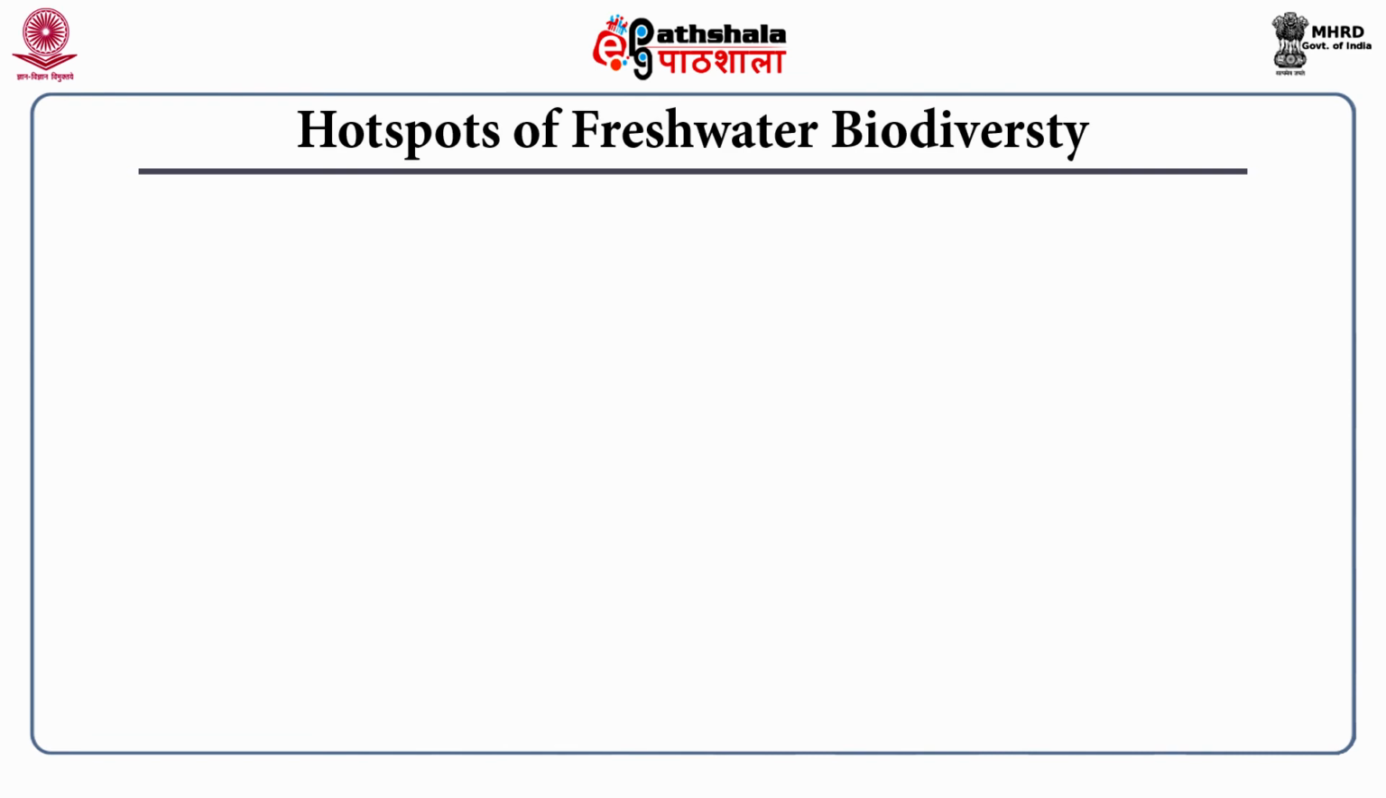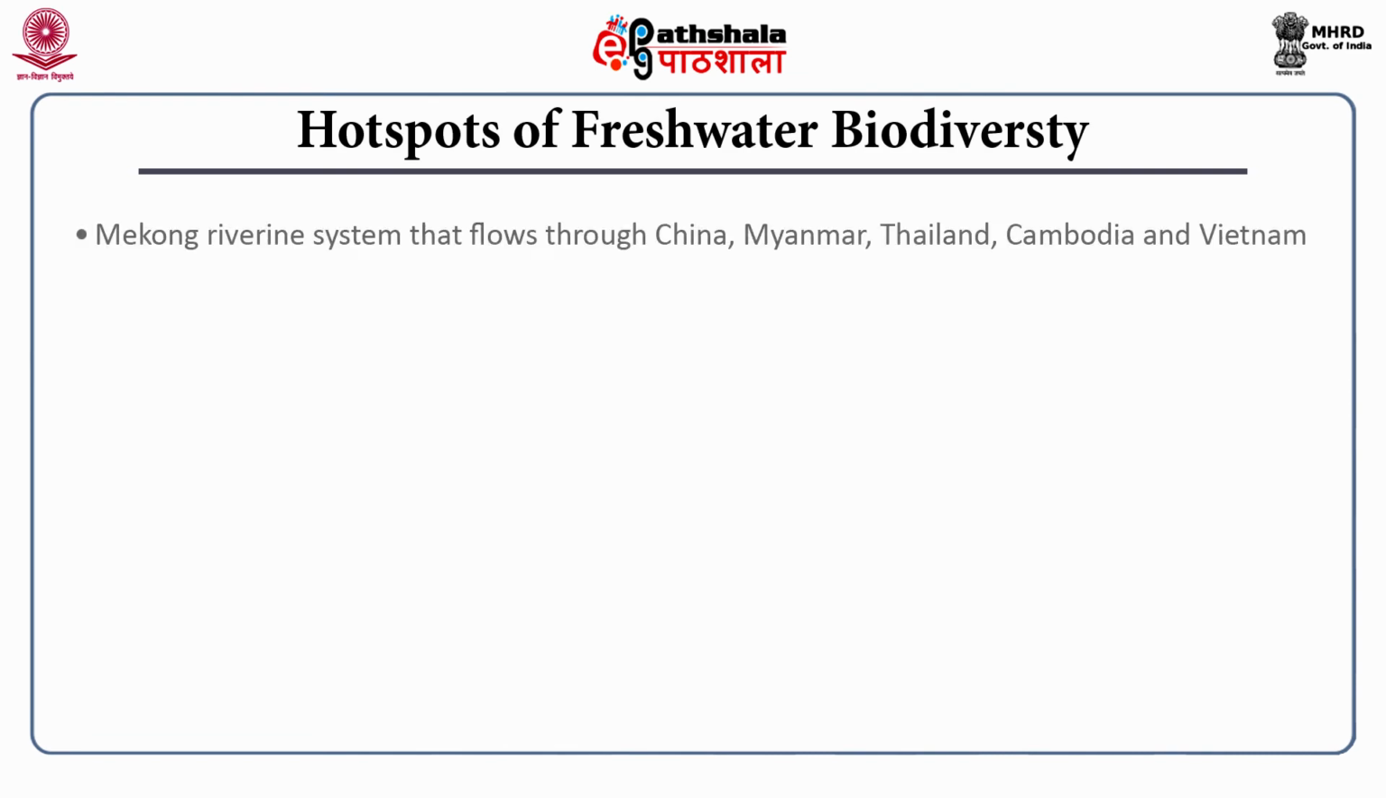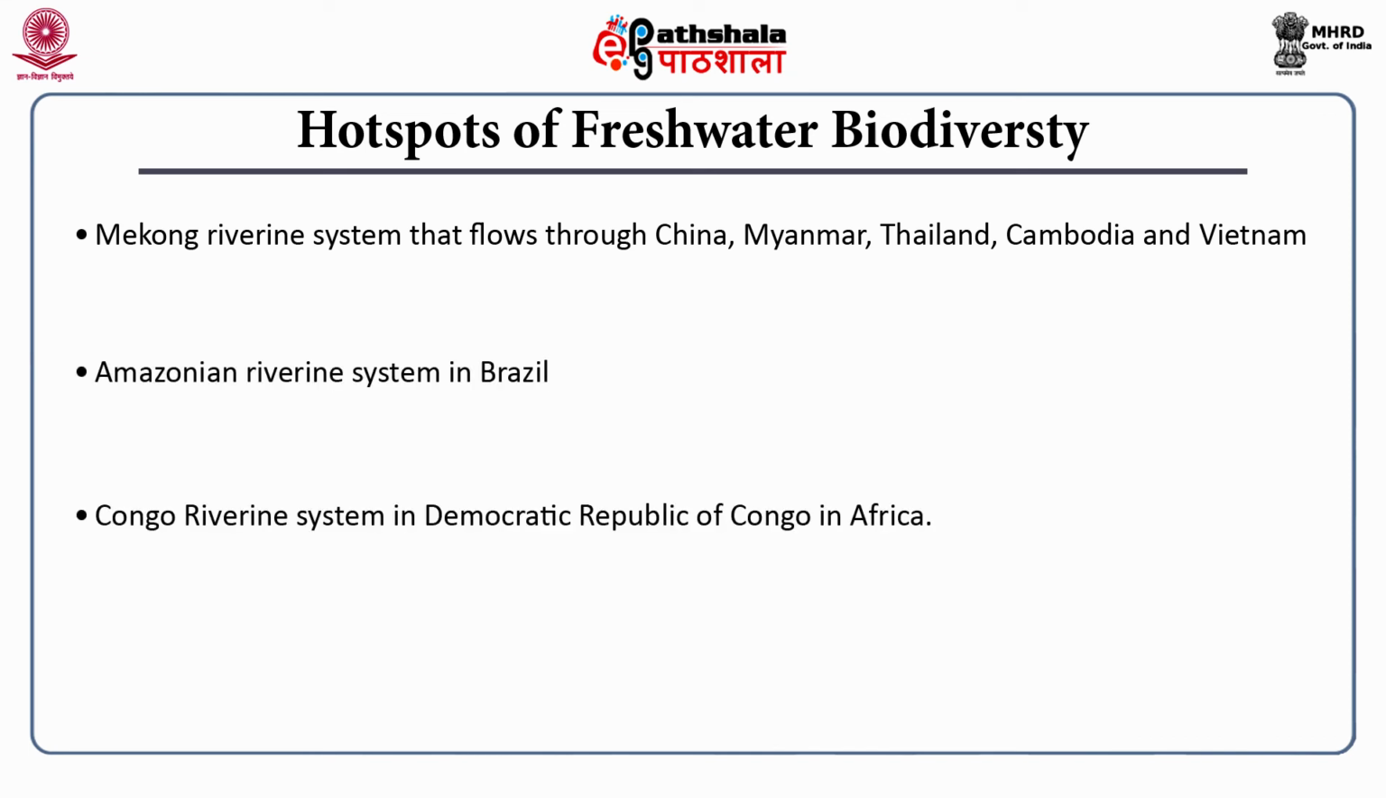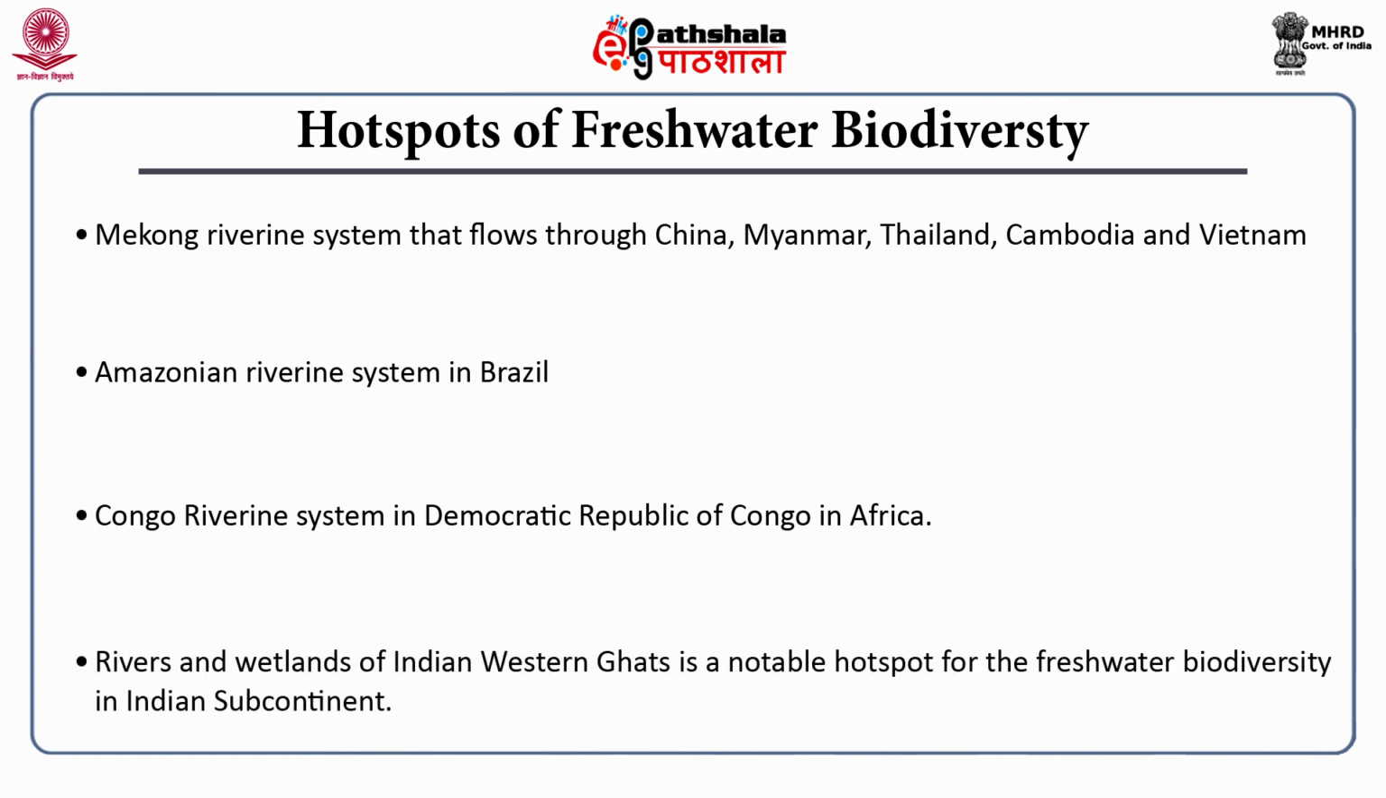There are several documented hotspots of freshwater biodiversity. These include the Mekong riverine system that flows through China, Myanmar, Thailand, Cambodia and Vietnam, the Amazonian riverine system in Brazil, the Congo riverine system in the Democratic Republic of Congo in Africa, and so on. In India, the most famous freshwater biodiversity hotspot is the rivers and wetlands of the Indian Western Ghats. It is a notable hotspot for freshwater biodiversity in the Indian subcontinent.